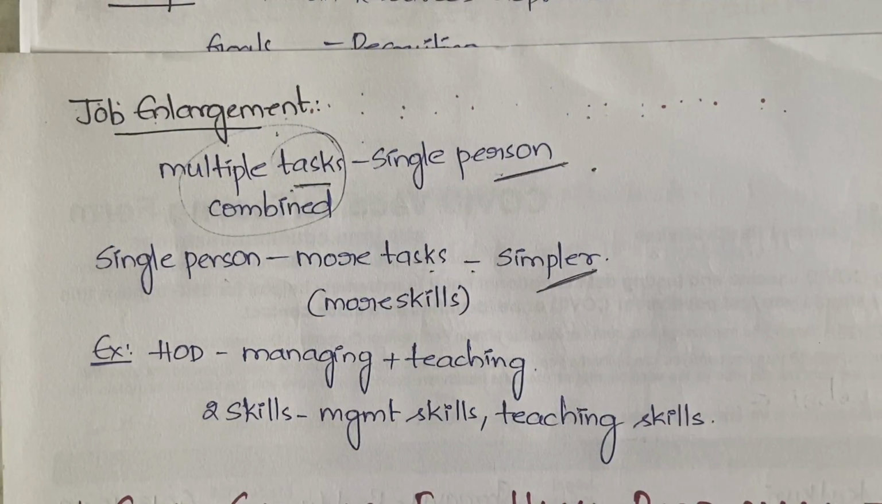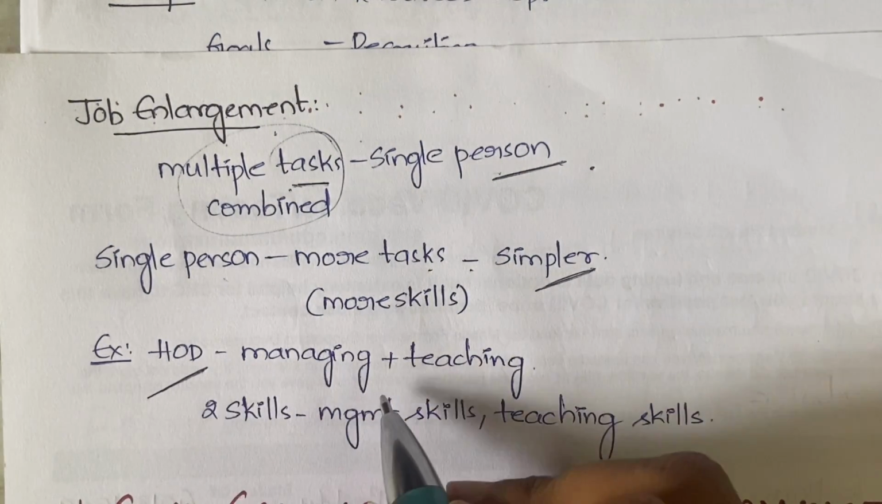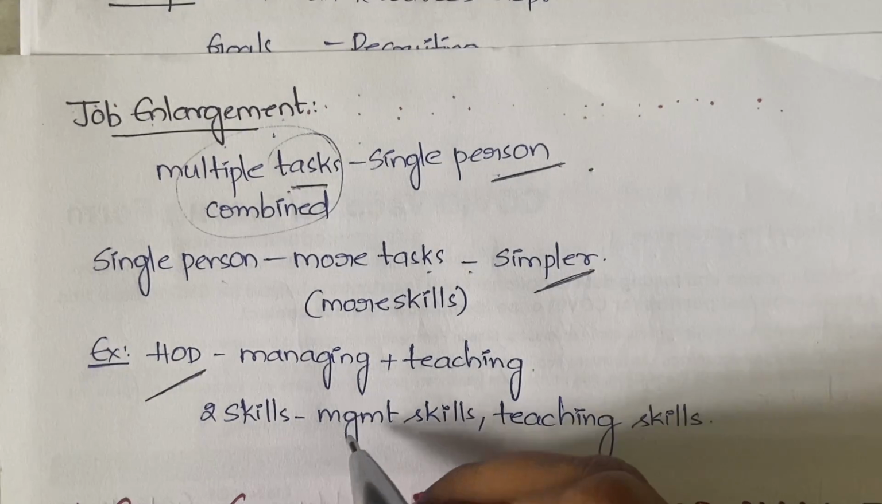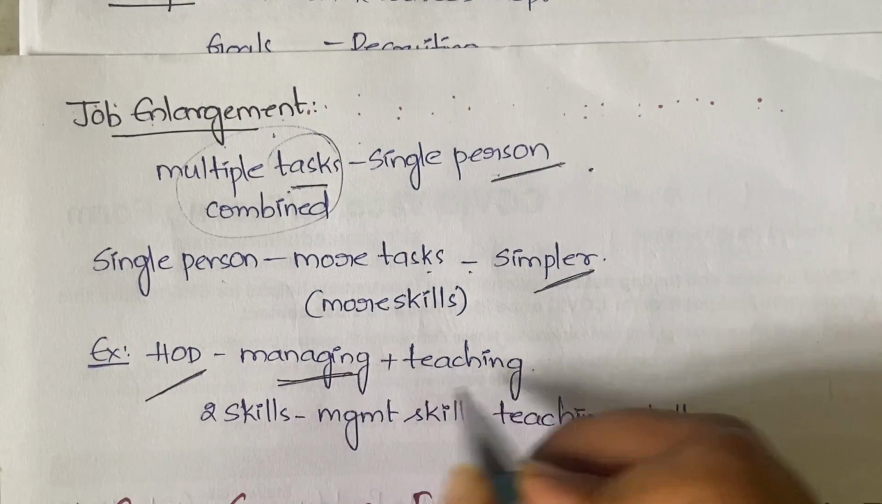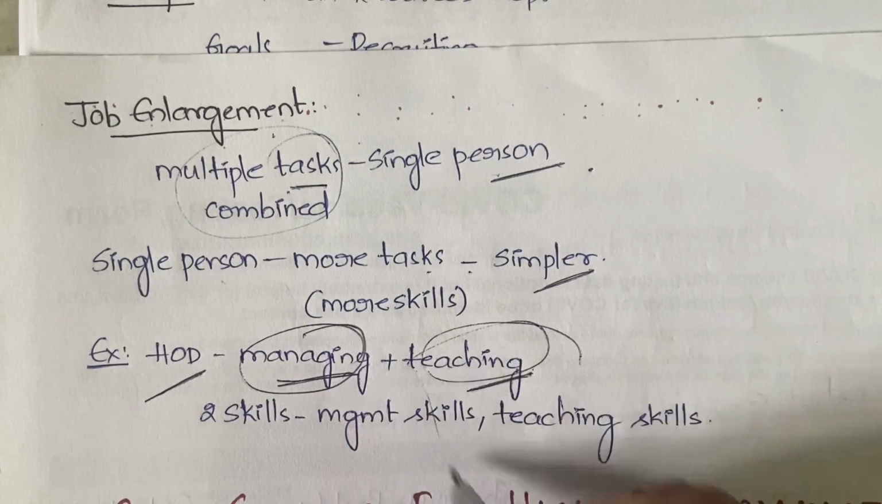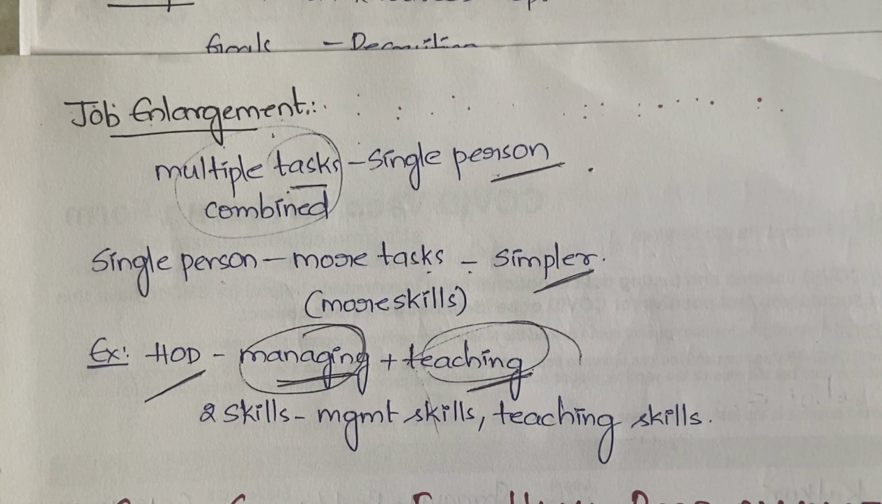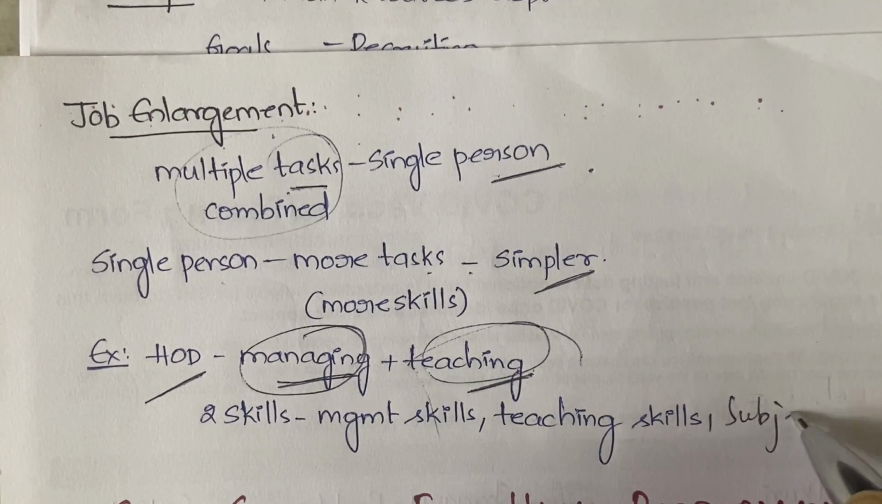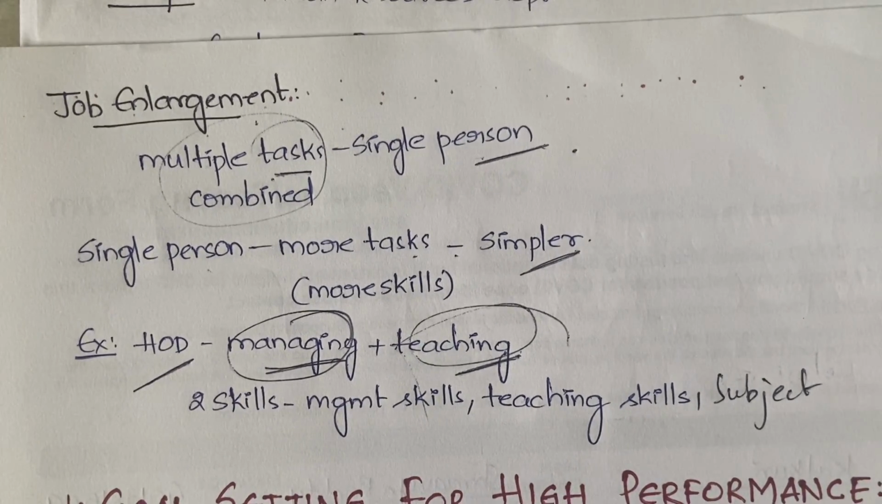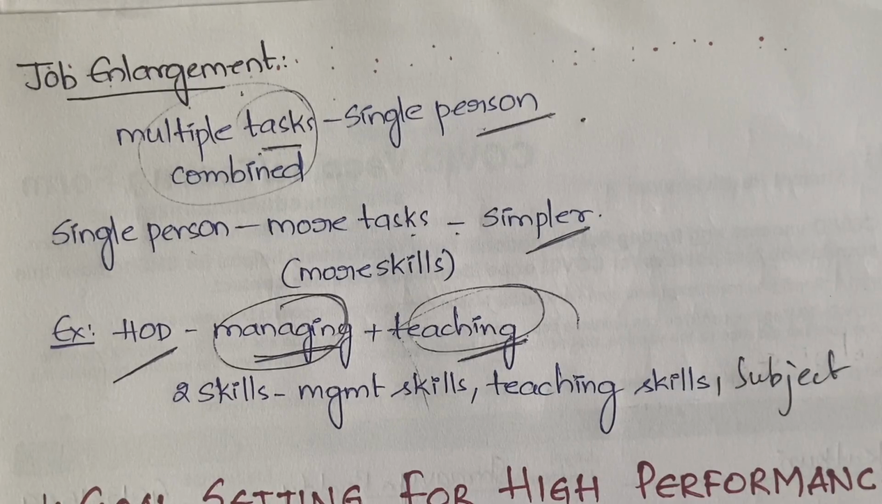Like for example, HOD is there. We have a HOD of our department. What is the role of the HOD? He has to manage the department. In some colleges, HOD will take a class also. So in that case, what is he doing? He is managing the department. At the same time, he is teaching the subject. That means he is getting both management skills and teaching skills. And along with that, when you are teaching a subject, you will obviously revise all the things, right? So he is improving his subject knowledge, he is improving his teaching skills, he is improving his management skills. Okay, that means he is getting a chance to work on different skills. Got it? So this is about job enlargement.